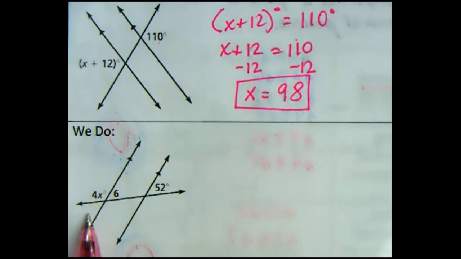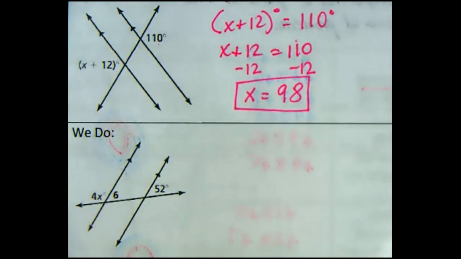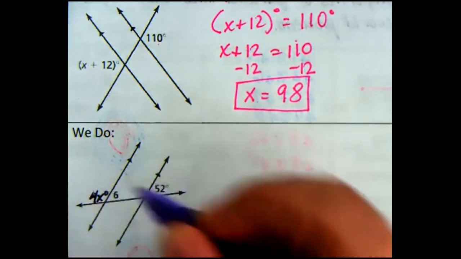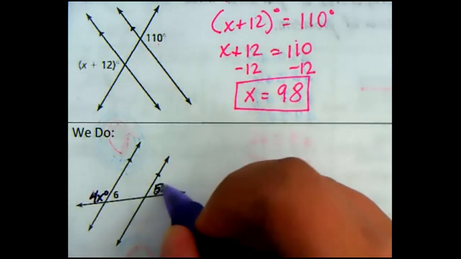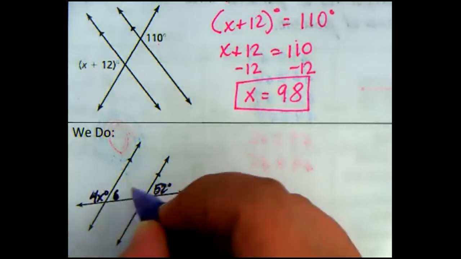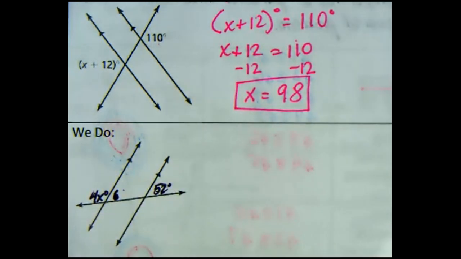Okay, so we're solving for x here. This is 4x degrees. This is 52 degrees. And this is angle 6. Notice there's no degrees. So it's just angle 6. That's going to help us.